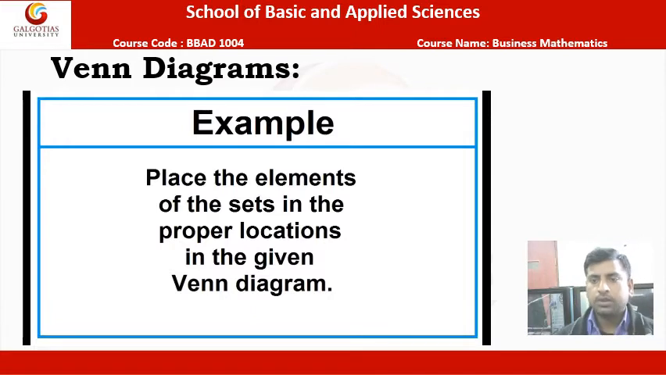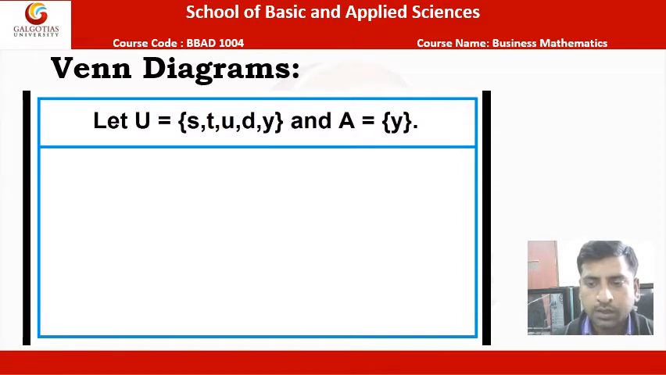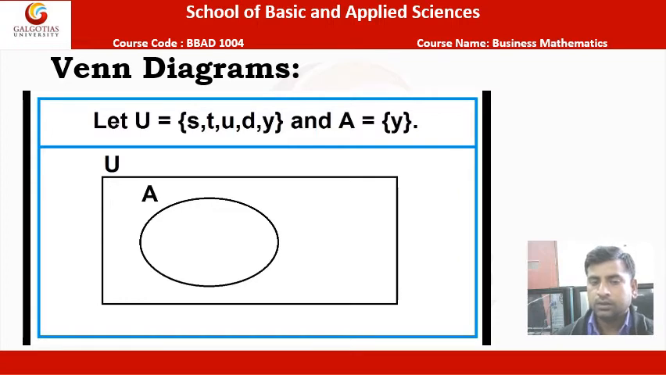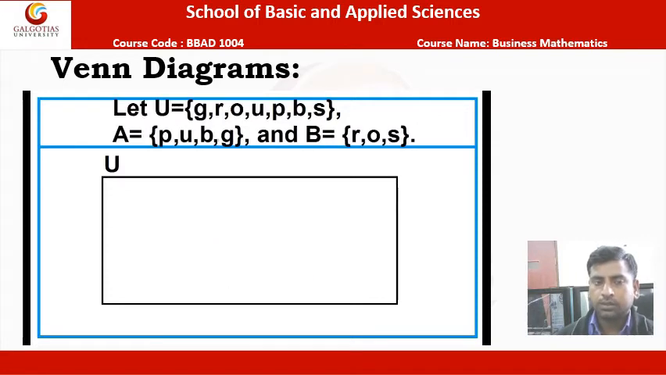Example: place the elements of sets in proper locations in the given Venn diagram. Given set U and set A. Draw a rectangle that represents the universal set and a circle inside the rectangle which represents set A. Then write the elements of set A inside the circle, and the elements of the universal set which are not in A outside the circle.